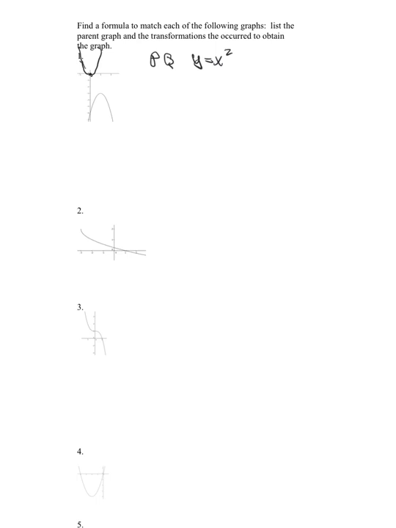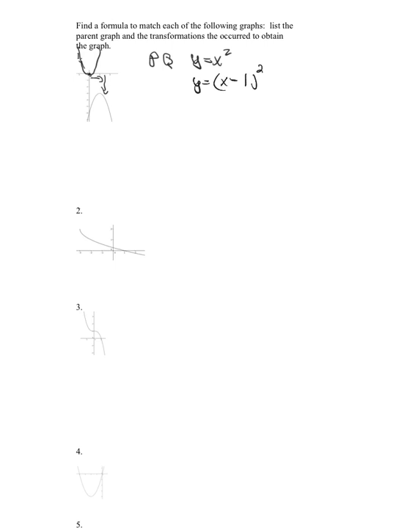So I've got y equals x squared here. I need to move that to the right and I need to move it down. So let's move it to the right first. Moving it to the right, it's going to go 1 unit. So inside that set of parentheses, it's going to go to the right. That means minus, and it's minus 1. So that moved it to the right 1.